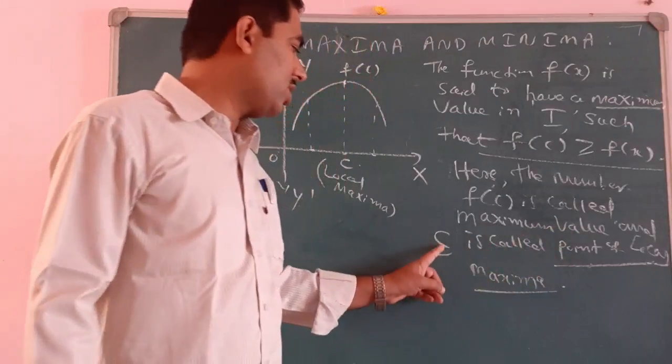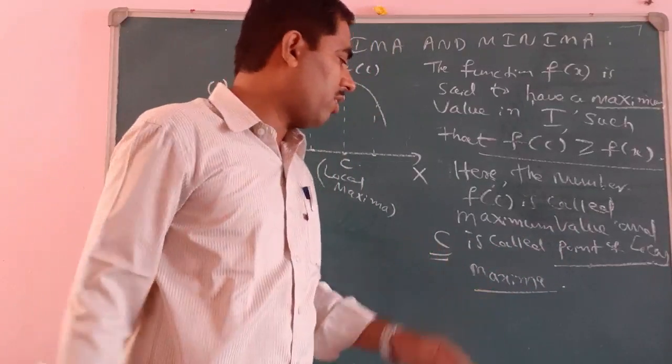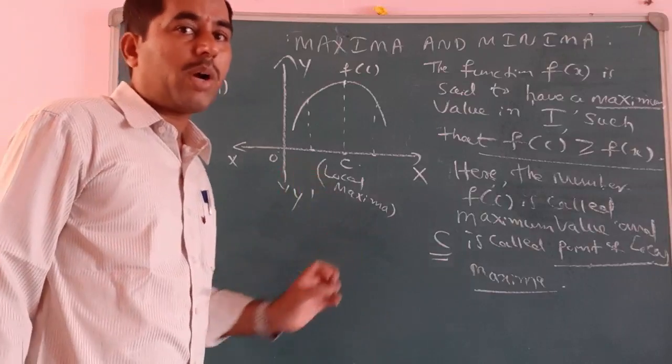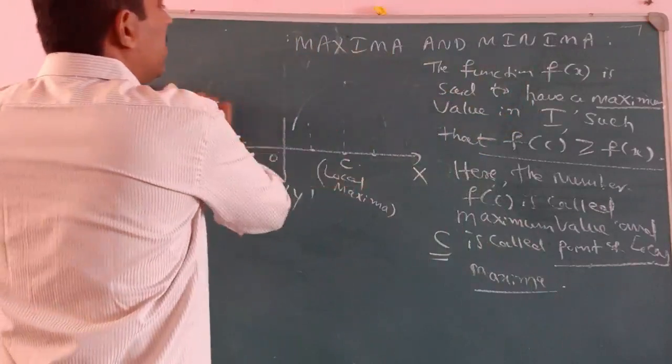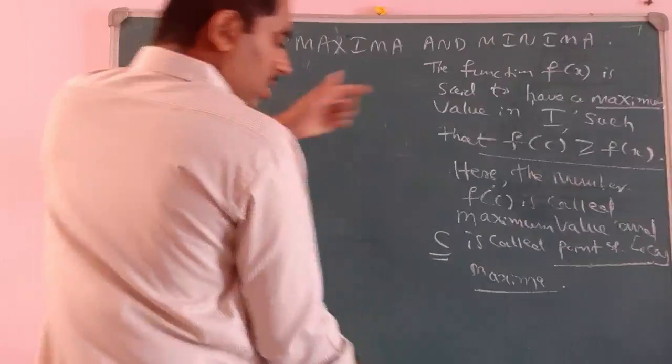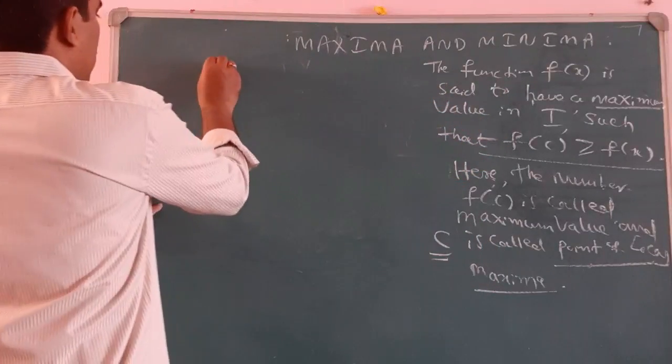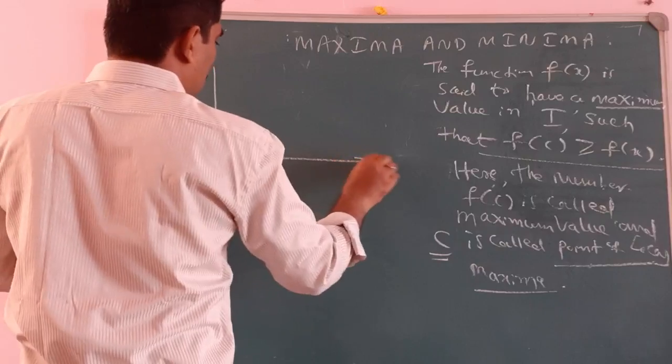Maximum value of the function, and this point c is called point of local maxima. So this is the first point we discussed in our previous session. Similarly, if I consider another graph, the same thing we can write.